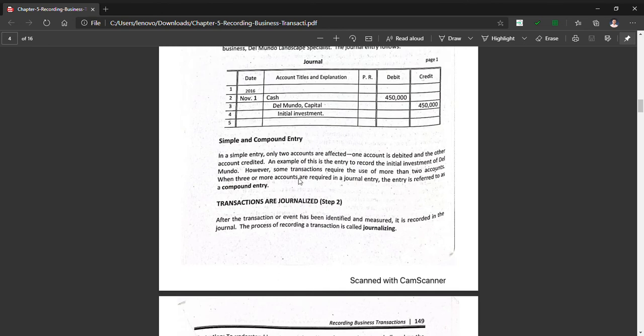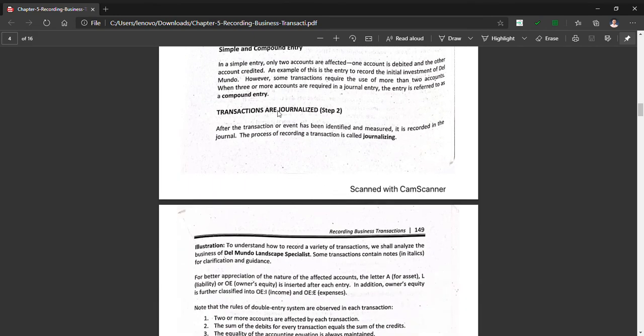Simple and compound entry. Okay, so simple entry, it just means that only two accounts are affected. Katulad nito, two accounts are affected. One debit and one credit. Okay? While a compound entry, it means that more than two accounts are affected. Either two or more debits tapos one credit, or two or more credits tapos one debit, or pwede ding two or more debits and two or more credits. Okay, basta more than one on the debit and credit side, that is a compound entry.